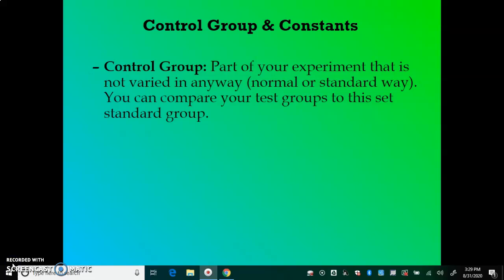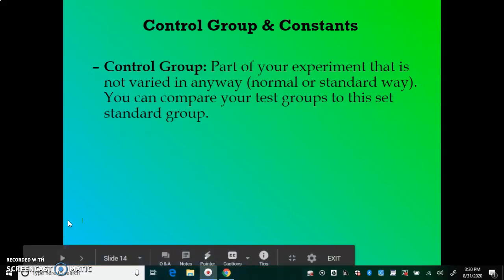The first component in a controlled experiment is known as the control group. So the control group, it's part of your experiment that is not varied in any way. It's the normal or standard way. It's the group that is not getting the change. It's used as a standard of comparison. So for example, if you have 2 gardens and you're testing whether or not fertilizer will help the plants grow, the one garden that has no fertilizer, has nothing done to it, would be the control group.